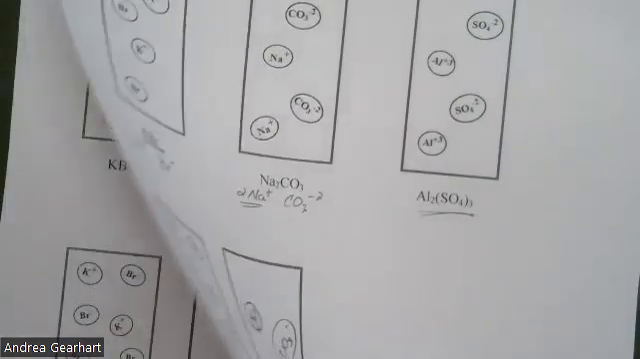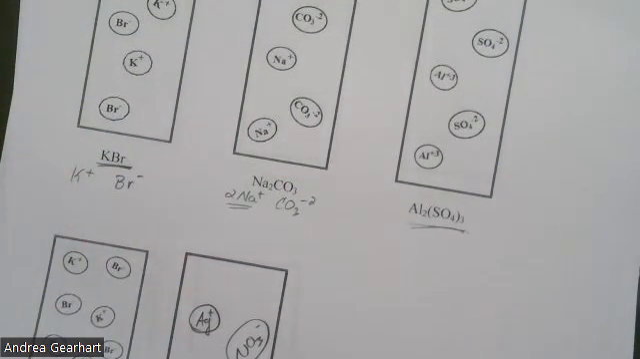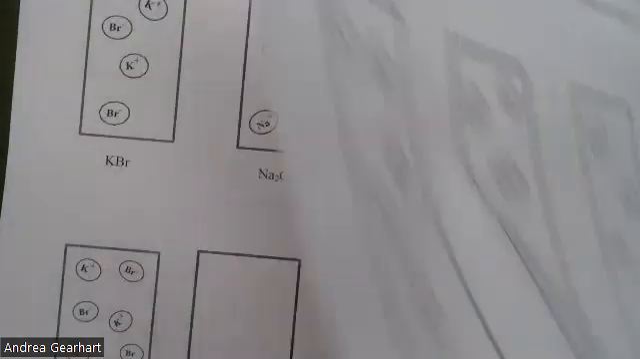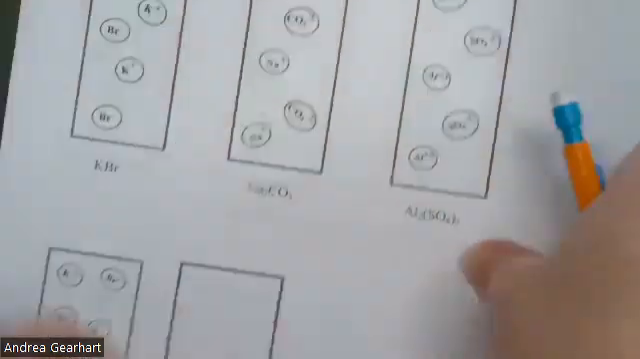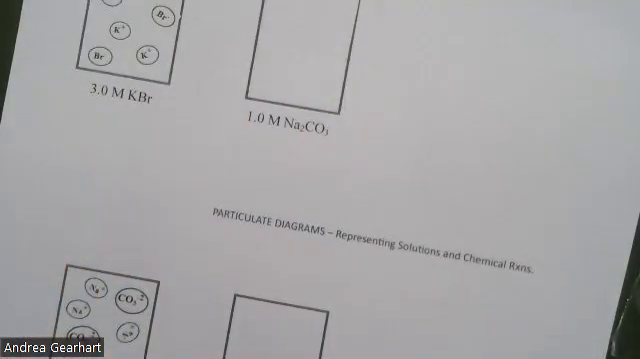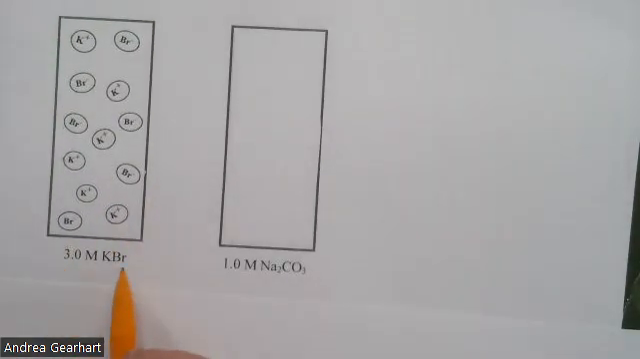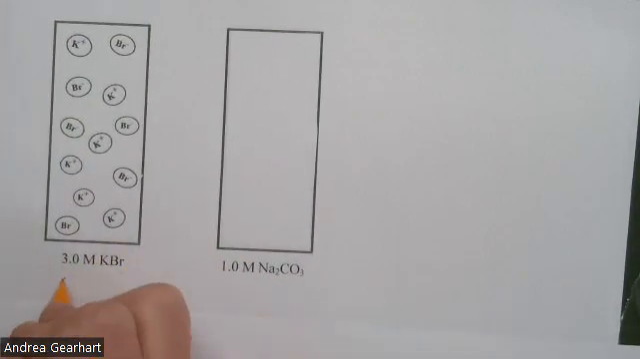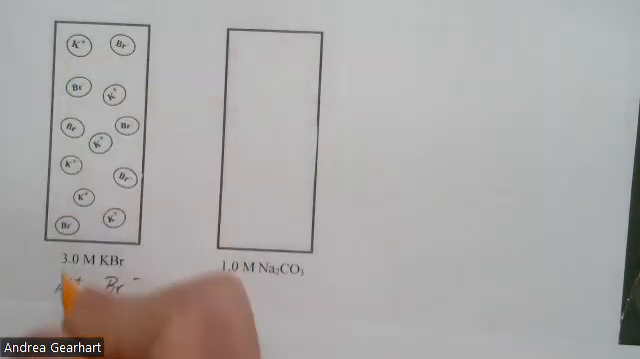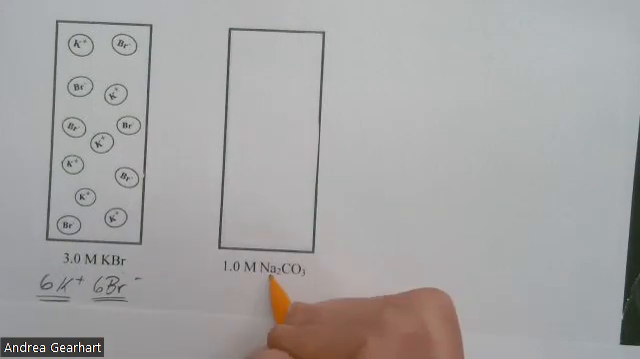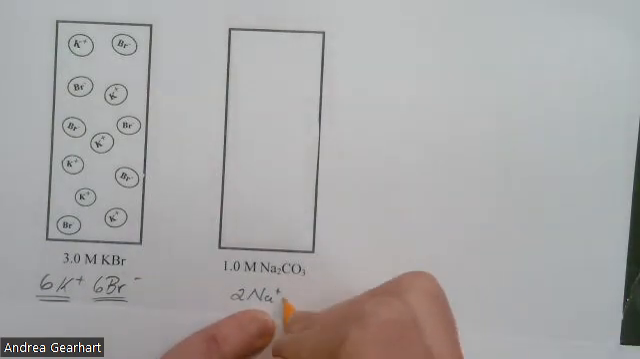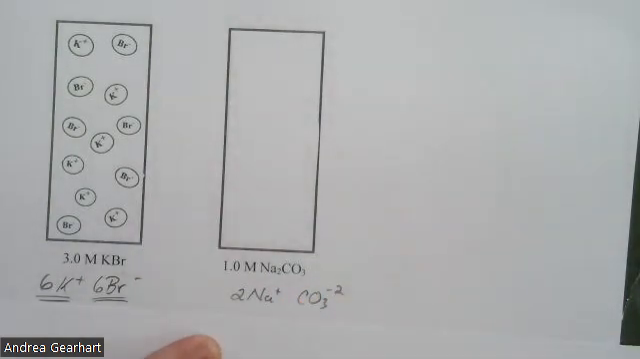However, what if they are not 1-to-1 ion ratios or the same ion ratio? Sorry about that. All right, so what if we have 3 molar and 1 molar? So again, 1/3 of the concentration. However, it's not the same ion ratio. We are starting with 6 potassium ions and 6 bromides. All right. So we have 2 sodium plus 1 for every 1 carbonate.